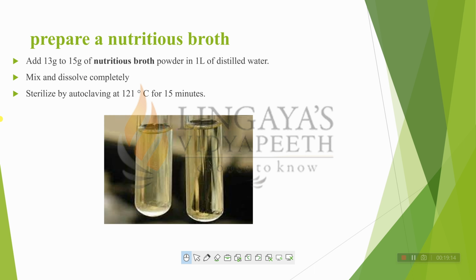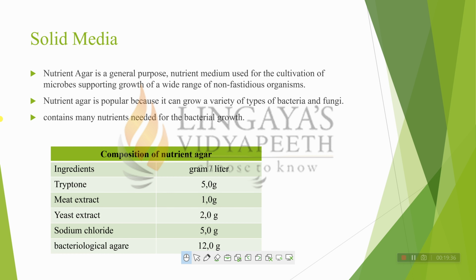You have to add 13 to 15 gram of nutrient broth powder to 1 liter of distilled water. Mix and dissolve it completely. Then you have to sterilize it by autoclaving at 121 degrees Celsius for 15 minutes. After sterilizing, the media is put into different sterile test tubes.